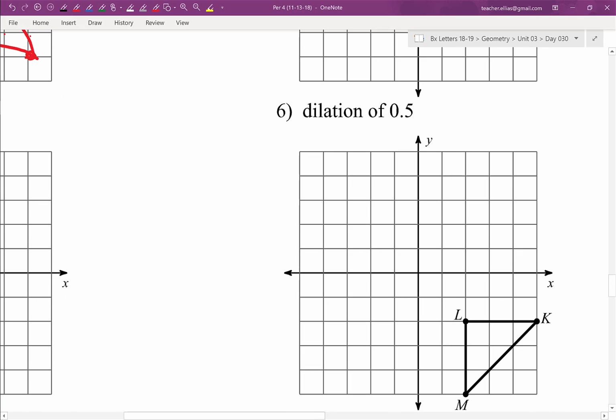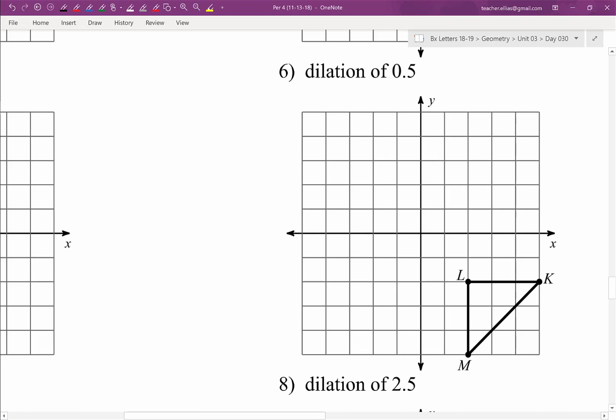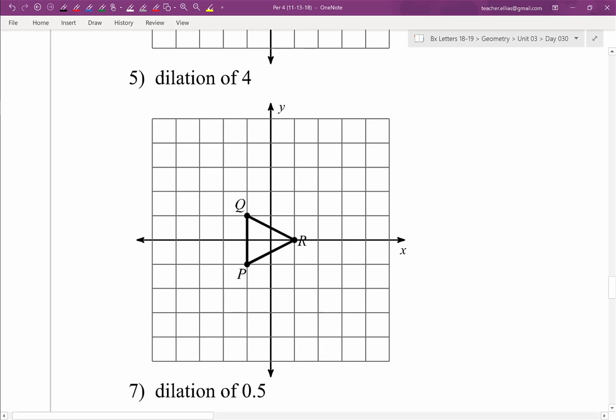Voila! Someone said 0.5. Ah! We ain't doing that one.